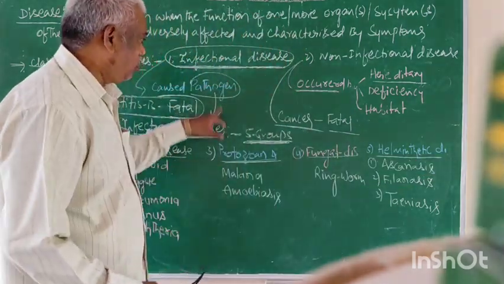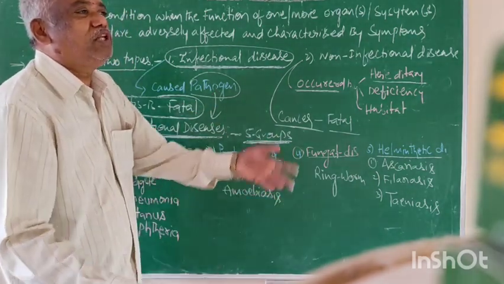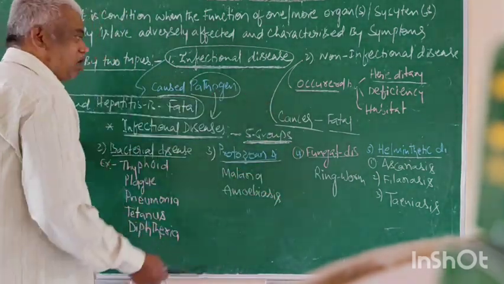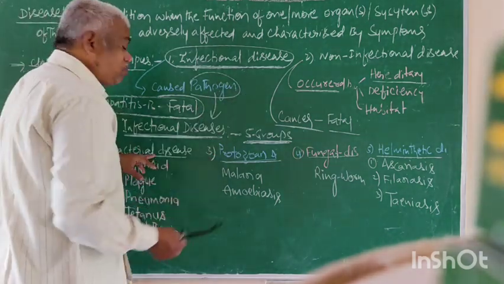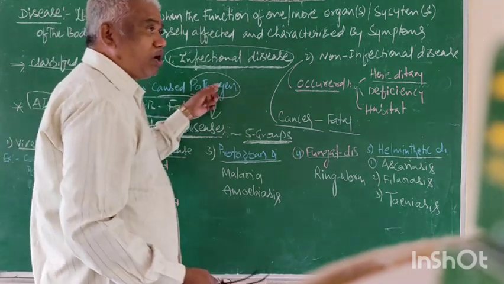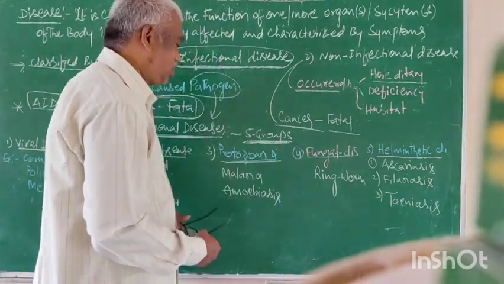That means, what is this pathogen? Which group does the pathogen belong to? Name that group. If the pathogen is a virus, it is viral. If the pathogen is a bacterium, bacterial. If the pathogen is a protozoan, protozoan. Right. Based on the pathogen.